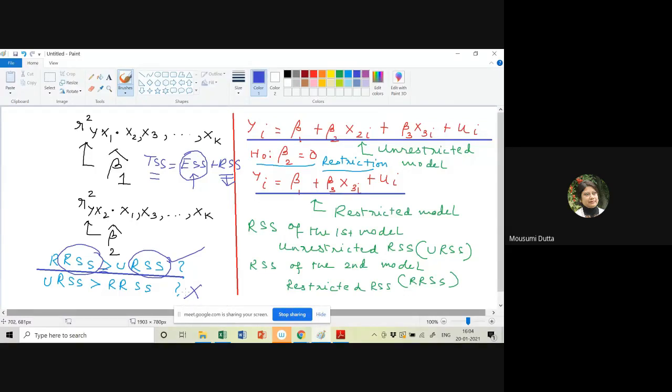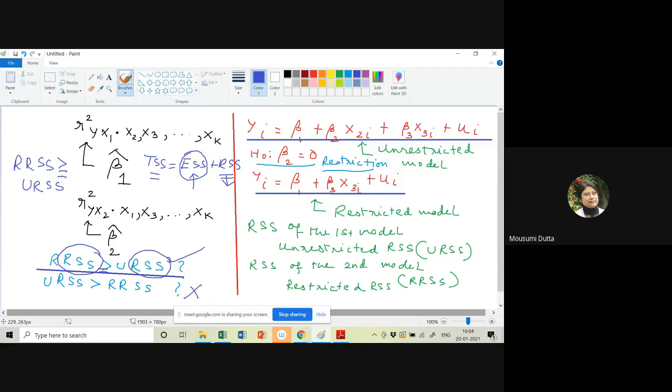So it is never possible that URSS will be greater than RRSS because the unrestricted model has greater explanatory power. The residual part, which is the unexplained part, will be lesser in the unrestricted model compared to the restricted model. So the relation between RRSS and URSS is finally RRSS greater than or equal to URSS. This is the idea.